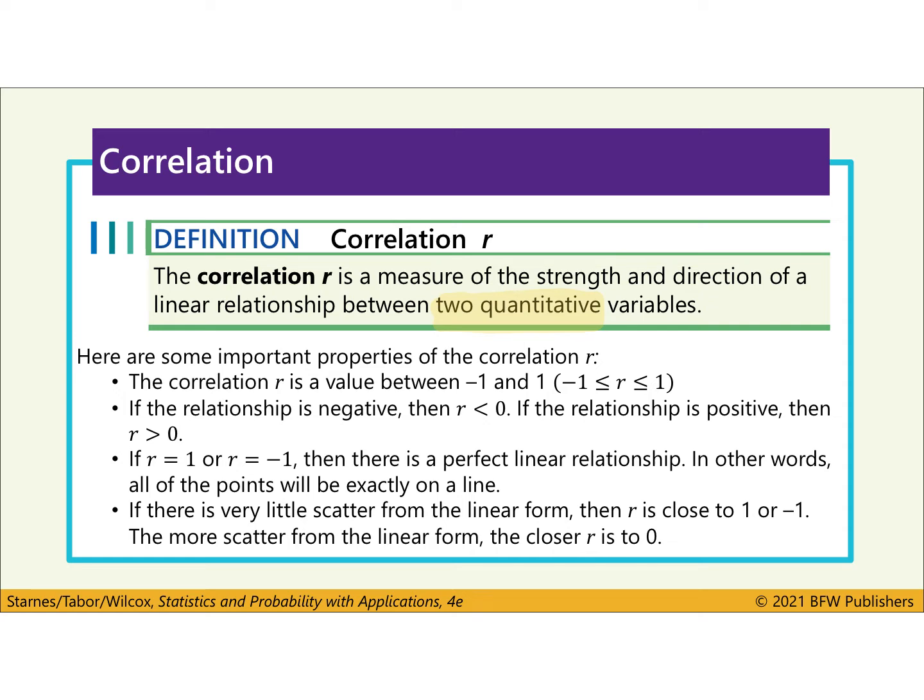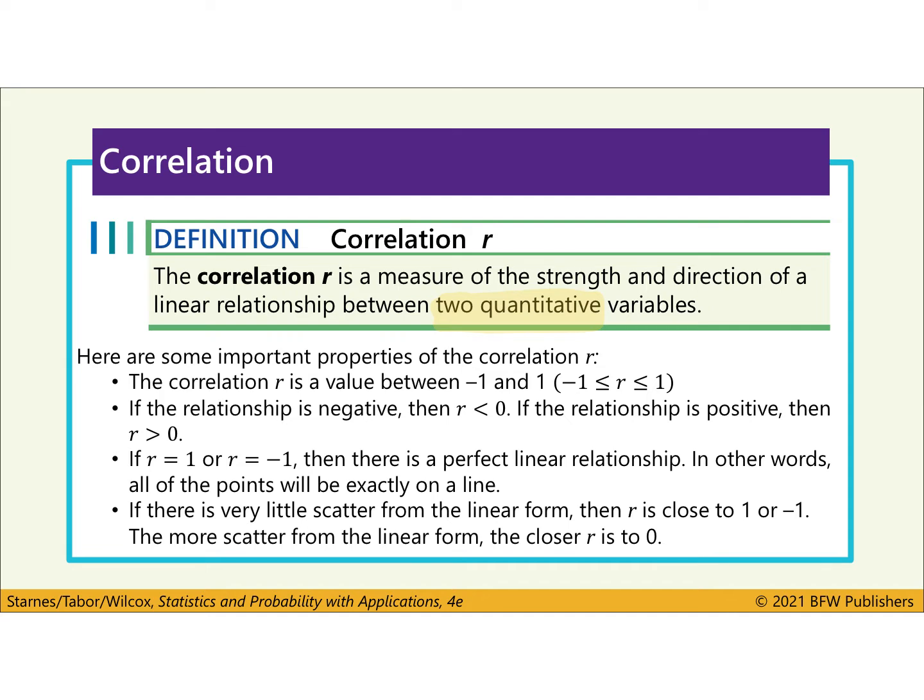If the relationship is negative, then the correlation is less than 0. So if it's a negative correlation, it'll be a negative slope. If it's a positive correlation, if it's a positive relationship, it's a positive slope. If R is 1 or -1, then there is a perfect linear relationship. All the points are exactly on a line.